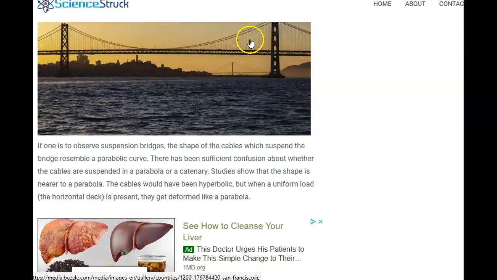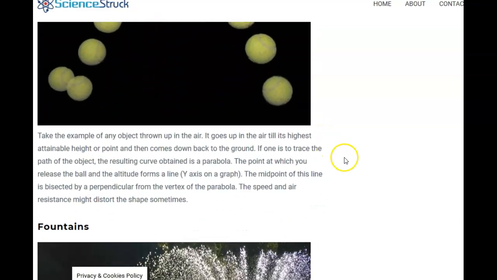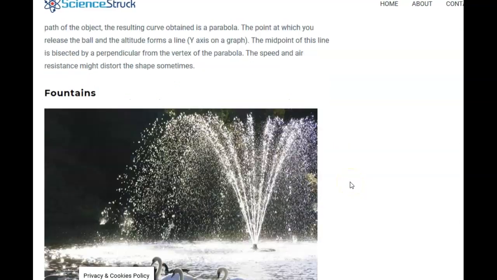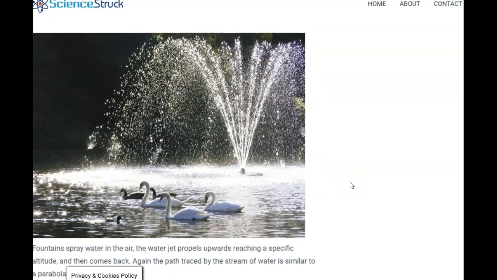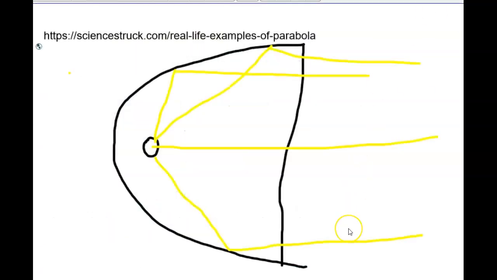These little support cables would all be parallel to the axis of symmetry. And here's throwing something in the air with a certain force, or waterfalls, in a parabolic shape. Pretty cool, right? All right.